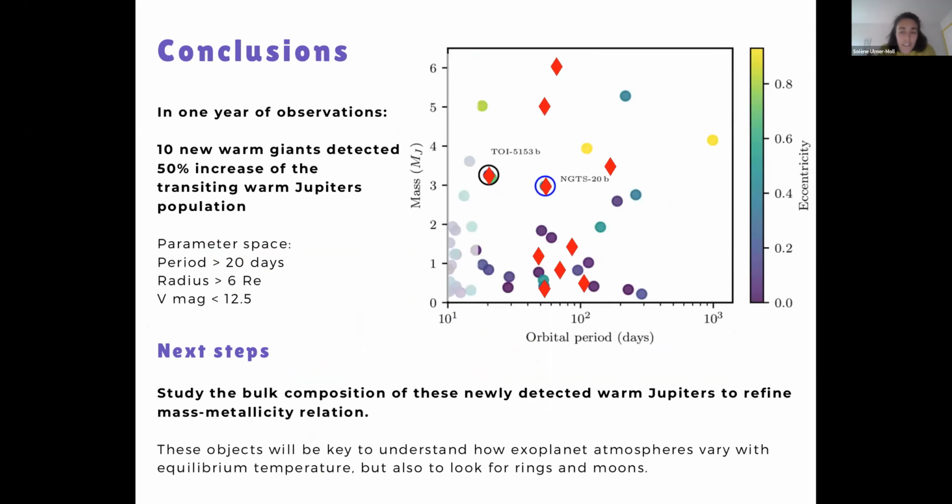And so to conclude, after 1 year of observation in a program on HARPS, we detected 10 new warm giants. So it's about a 50% increase in this population of transiting warm Jupiters. I showed them in a mass versus period plot, and in red diamonds, you have the new detections. They are not all published, but we are working on them. And the next step is, of course, to study the bulk composition of all these new warm Jupiters and to try to refine the mass metallicity relation.